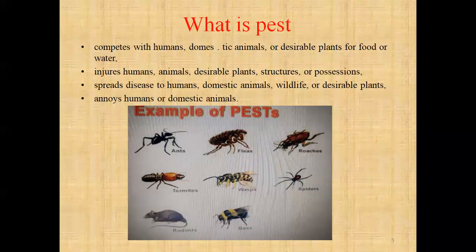So prior to discussing pest management, pest control, integrated pest management, and integrated pest control, we need the exact meaning of pest. A pest is anything that competes with humans, domestic animals, or desirable plants for food or water. It is also injurious to humans, animals, desirable plants, structures, or possessions. It also spreads disease to humans, domestic animals, wildlife, or desirable plants.